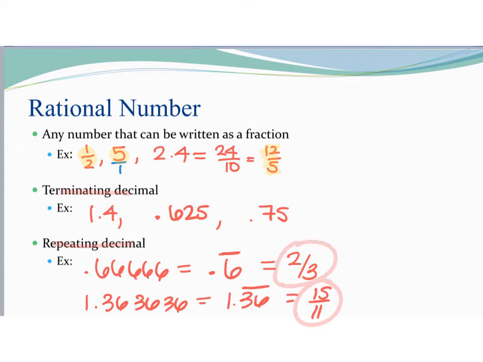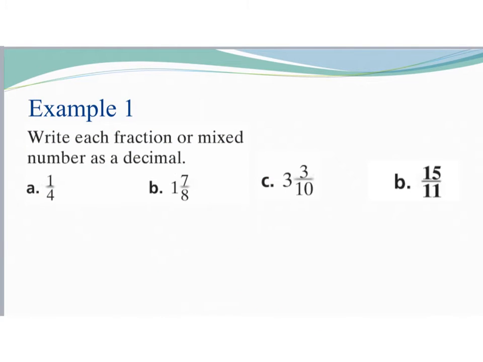Okay, so I can take any of these terminating decimals or repeating decimals and write them as a fraction, and because I can do that, these are all considered rational numbers. So for example 1, it says write each fraction or mixed number as a decimal.